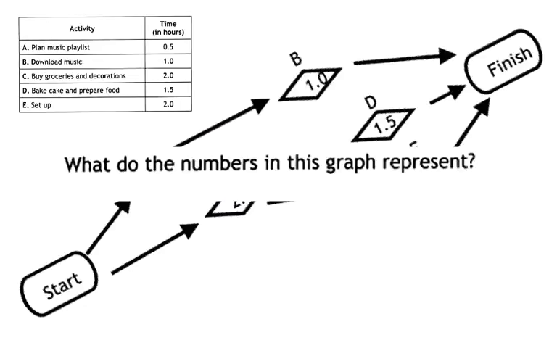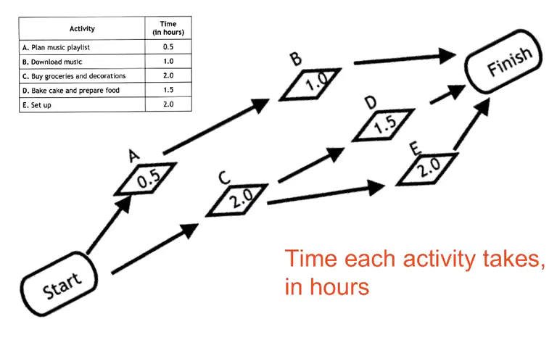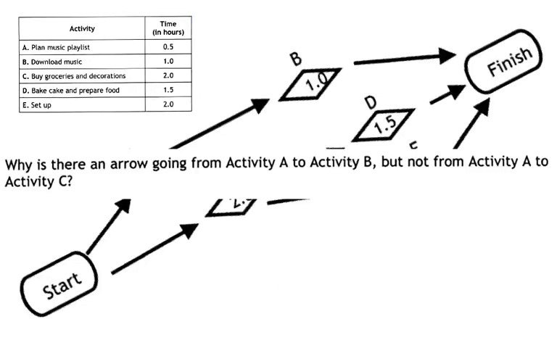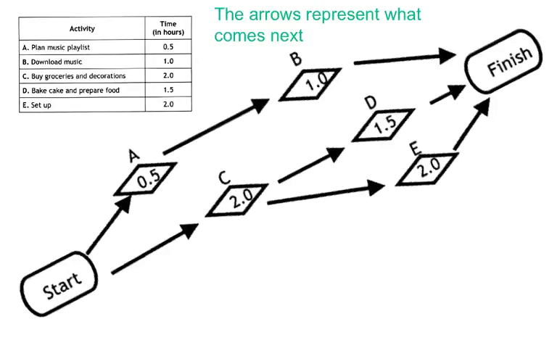So what do the numbers in this graph represent? Well, the numbers represent the time in hours each activity takes. Why is there an arrow going from A to B, but not going from A to C? Well, basically from A to B, those two activities can go one right after the other. They're related to each other. You have to first figure out the music you want, then download it. That's what A to B is.